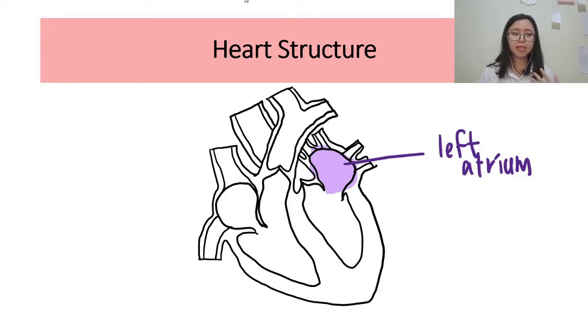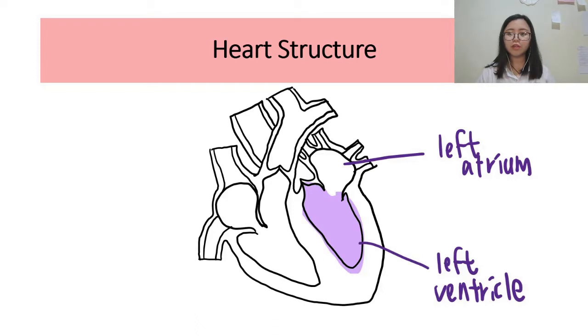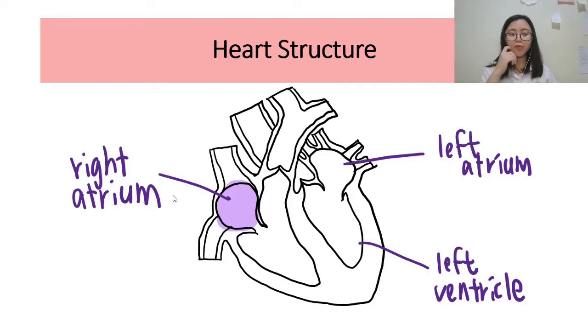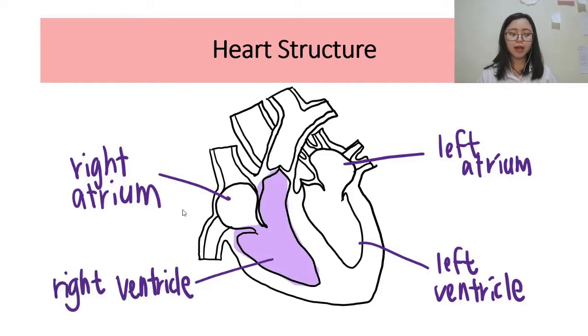Okay, so I'm going back to this slide. This is the left atrium, and after the left atrium, you have the left ventricle. Over on this side, we have the right atrium. And under the right atrium is the right ventricle. If you notice something, the left ventricle has a thicker wall compared to the right ventricle. Because the left side, the left ventricle, will carry oxygenated blood, which has higher pressure. The right side carries deoxygenated blood, which has lower pressure. So that is the first step in drawing and labeling our heart structure.